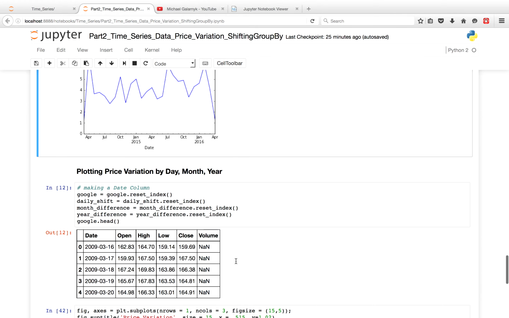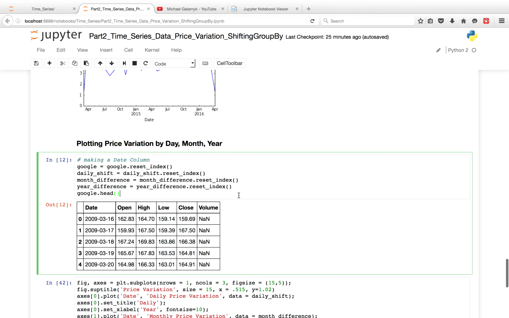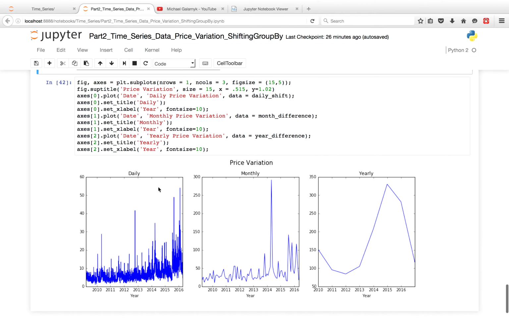The next thing we're going to do is plot the price variation by day, month, and year. What I'm doing in this cell is making a day column. It's just easier to plot for me. It's a personal preference, really. This allows you to have a day column, and you can just plot two columns against each other, and that's what we have down below. We have our price variation figure, and this subplot, index 0, is daily price variation. We have monthly price variation, and then we have yearly price variation.